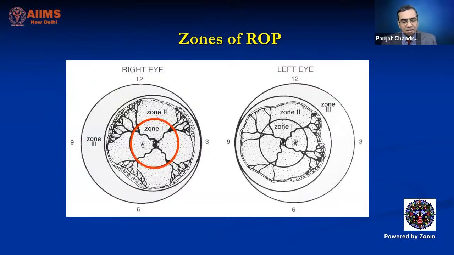The first zone is the innermost zone, which is basically the disc to macula distance, and twice that distance becomes zone 1. Obviously, because it is the smallest zone and because there's a large amount of ischemic retina there, it gets the most severe disease. The next outer zone is zone 2, which encompasses and surrounds zone 1, and this is the zone where the disease most commonly occurs. Nasally it goes to the ora serrata, and temporally the zone which is left out is zone 3. So these are the three zones of ROP.